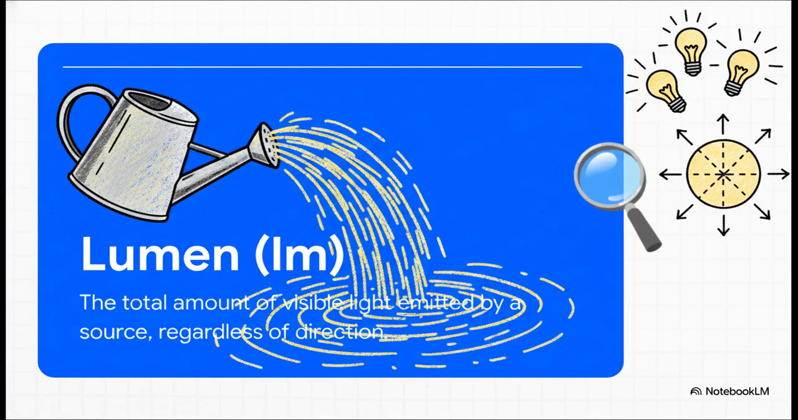First up, we have lumens. The absolute easiest way to think about this is just raw power. It's the total amount of light a bulb or fixture blasts out in every single direction. Think of it like a watering can. Lumens are the total amount of water you have inside that can, just ready to go.